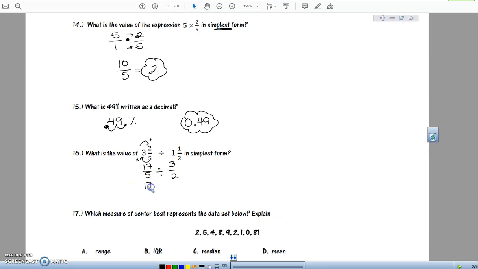So now I keep it, change it to multiplication, flip it over. So I'm going to multiply straight across. I don't have room, so I'm going to go over here. 17 times 2 is 34. 5 times 3 is 15. Top goes in the box. 15 can go in 2 times, 4 left over. So my answer is 2 and 4/15.